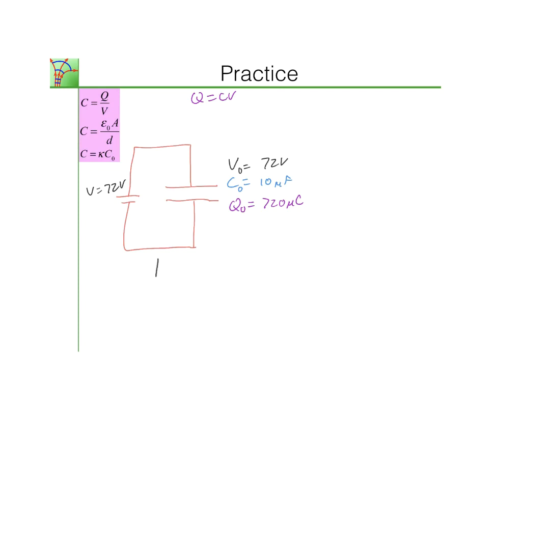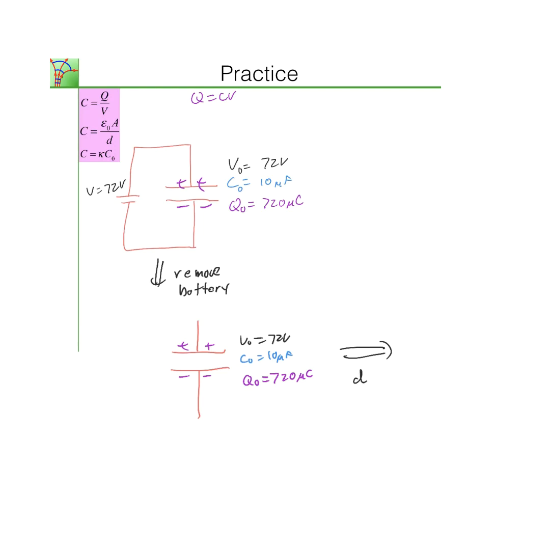So now I'm going to remove the battery, just for fun. If I remove the battery, then I just have my capacitor here, and it still has V0 of 72 volts. It still has C0 of 10 microfarads, and it still has the charge here of 720 microcoulombs. So it's still charged up like it was by the battery. Okay? So now what we're going to do is add a dielectric.